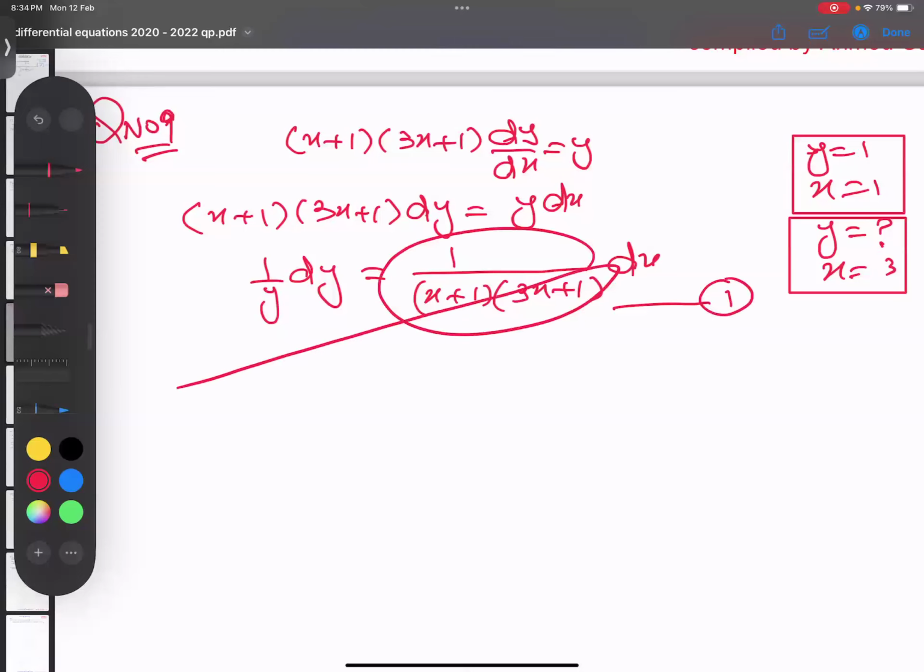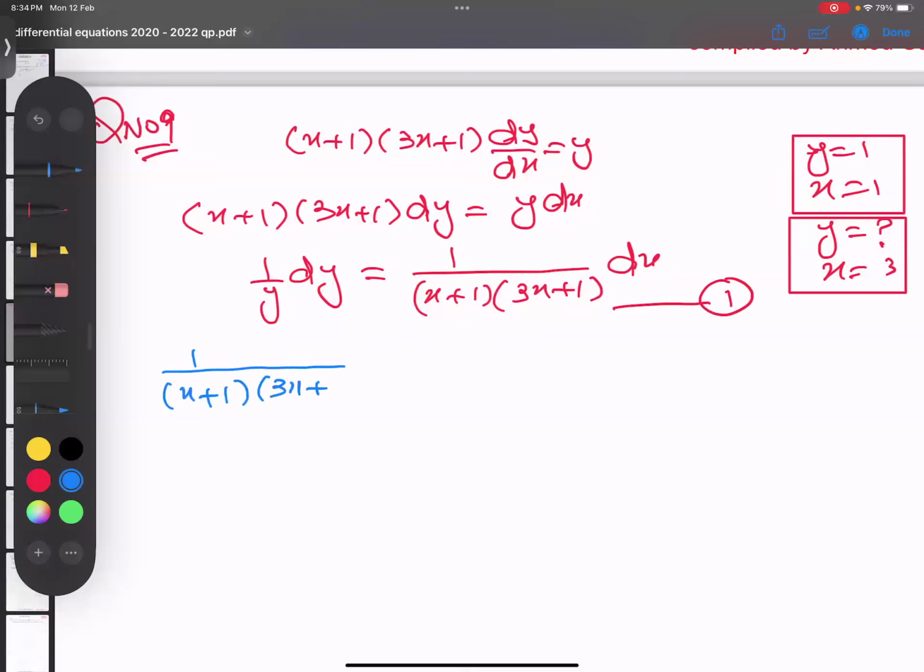I take this part only and do partial fraction. Look at the way. How to do partial fraction, you are already familiar. So it equals a over the first factor plus b over the second factor. I think you all understand. Multiply the whole equation with this. When I multiply this, I'm just showing here.